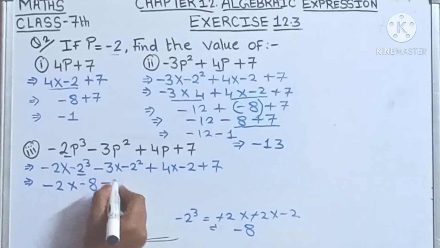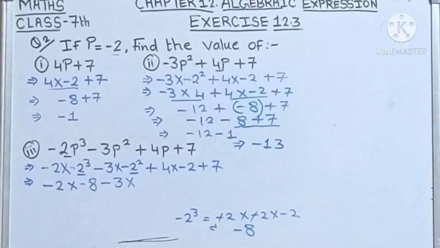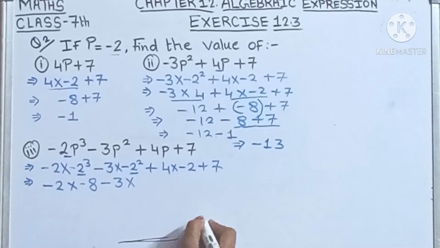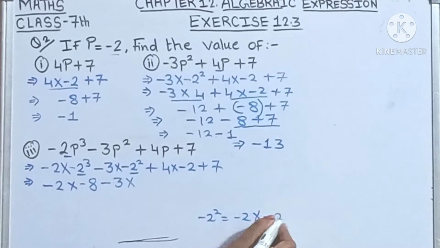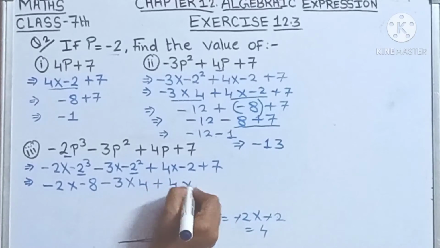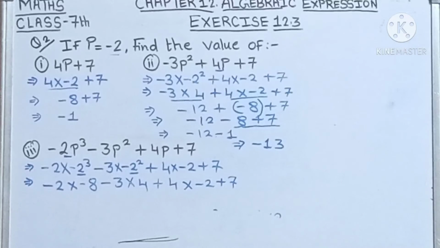Now this one minus 3 as it is, multiply. Now we will solve this one, minus 2 square. Now minus 2 square means minus 2 2 times. Minus 2 into minus 2, minus minus cancel, and it will be 4. 3 into 4. Now 4 into minus 2 plus 7. Now in this step what we did? We have just solved the cube and the square.